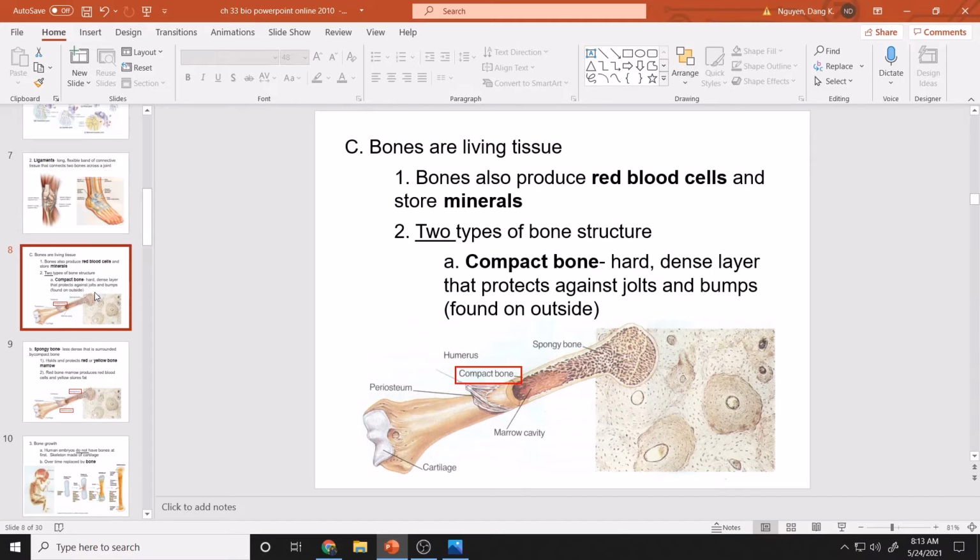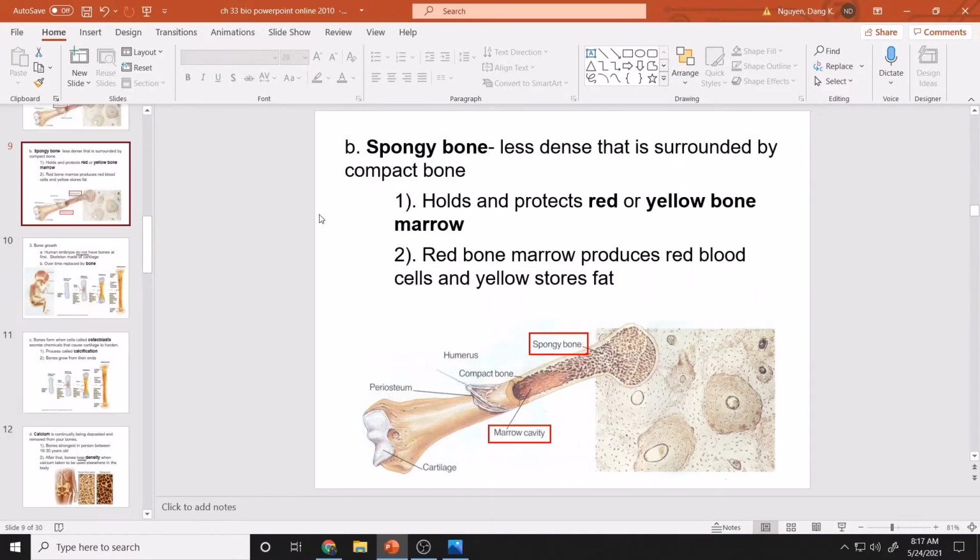Now there's two types of bone structure. You have compact bone, which is the hard, dense layer on the outside, and then you have your spongy bone material. The spongy bone is less dense, and it's surrounded by the compact bone, and it holds and protects the red bone marrow, which produces your red blood cells, and then your yellow bone marrow stores fat.